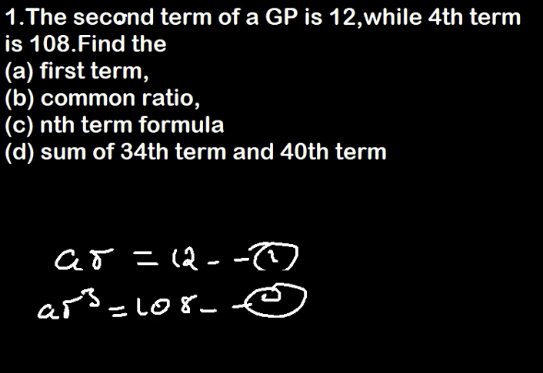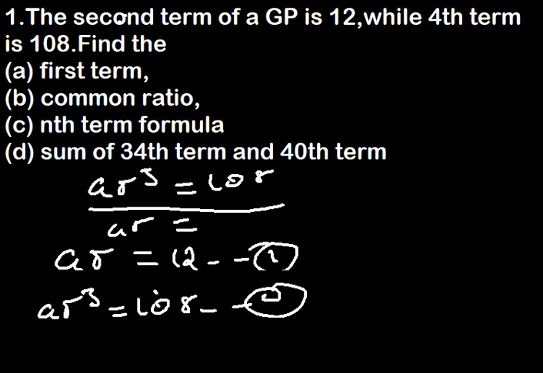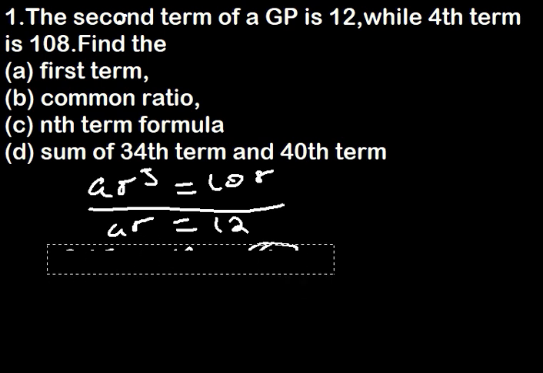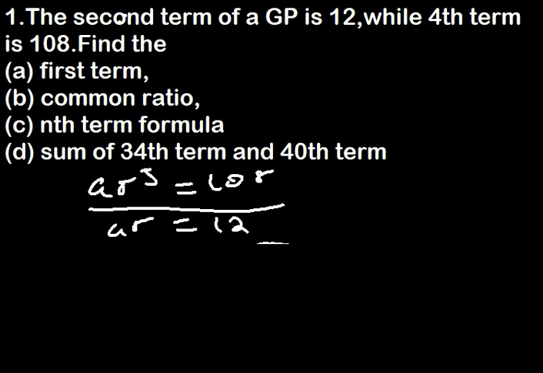In that case, we can take the ratio of the second equation to the first equation. That way, we'll have ar to the power 3 is equal to 108, divided by ar is equal to 12. So that's the simple way you can go. Of course, this is the same as the substitution method as well. I understand you know how to solve equations simultaneously using the substitution method.